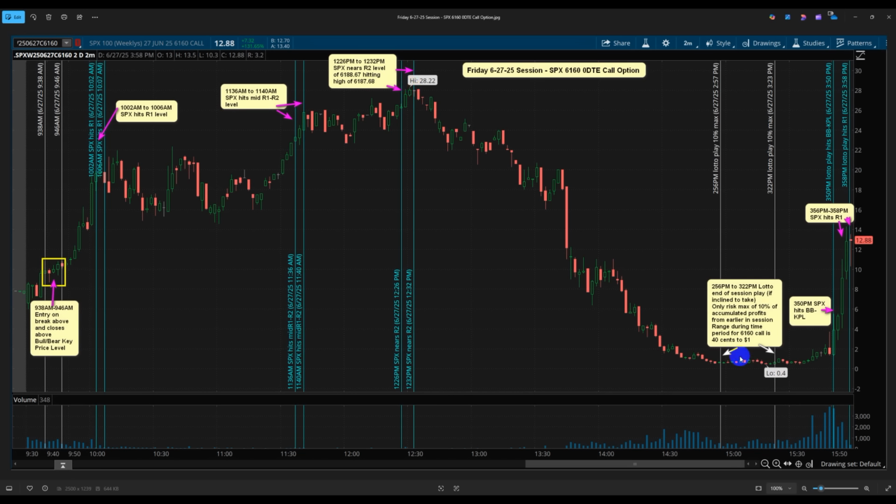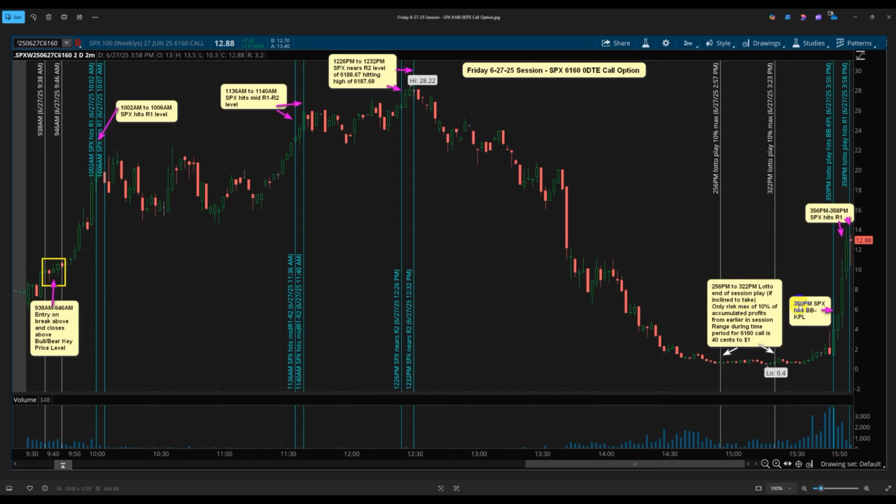Here's the lotto plays. So here's from 2:56 to 3:22 p.m. as we pointed out. As you can see, the low occurred during that time frame of 40 cents, but the range of these candles here that you could have bought is anywhere from 40 cents to $1. So if you were inclined to take this, again, risk a max of 10% of accumulated profits from early in the session.